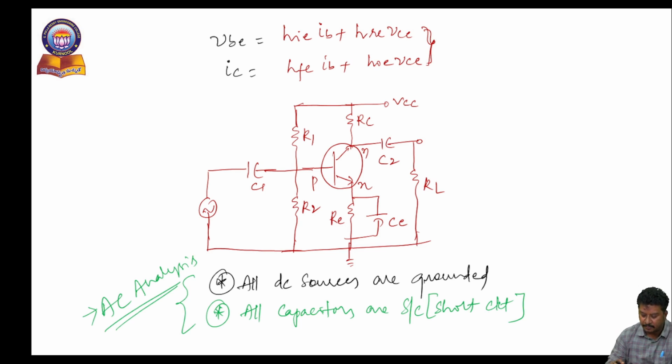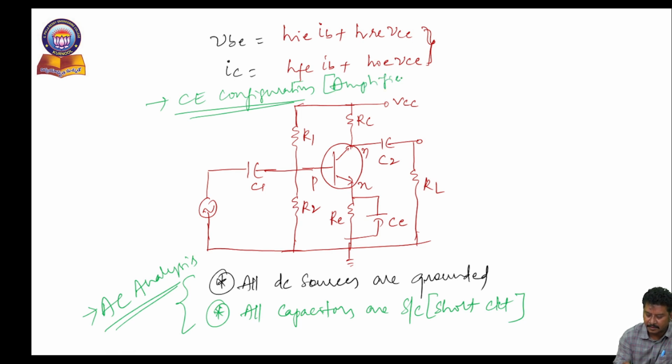Okay. Now we apply these conditions to the above practical circuit of common emitter configuration. This is the common emitter configuration we are using for an amplifier. Of course, it is an amplifier. Why? Because the AC signal is applied and the DC supply is applied, in order to move the transistor into the active region.